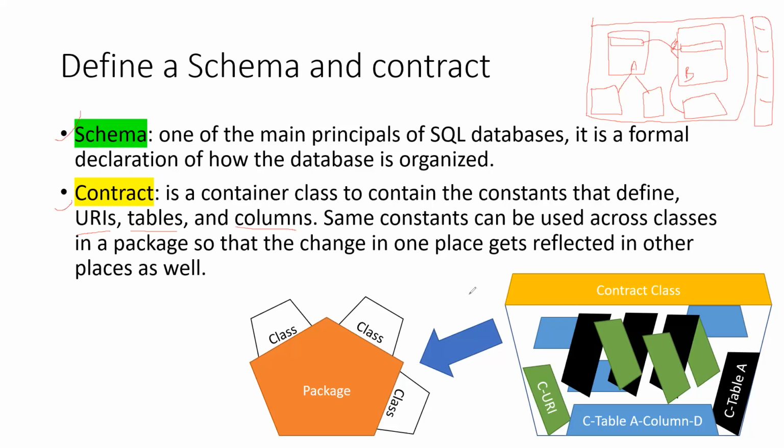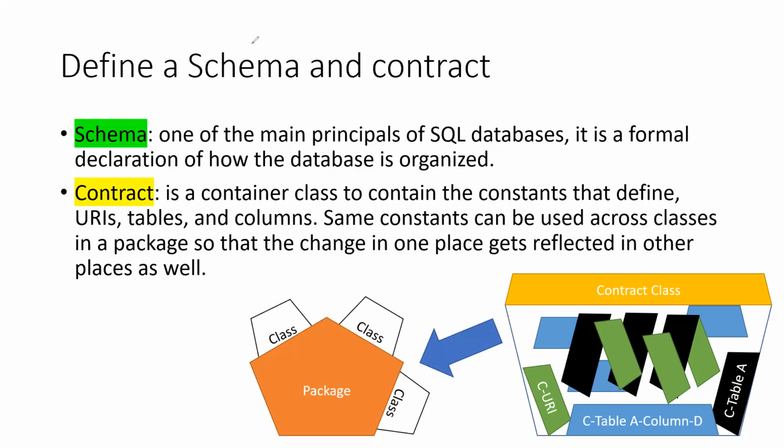So in a later slide we'll also see how to design this contract class, what the configuration of a contract class is, and how it looks. We'll take an example to elaborate more on it. I hope this is clear to you. So you need to know these two things: schema and contract. Schema is all about the organization of your database, and the contract is all about the container class that contains the constants. Those constants can be supplied across the classes of the package. Let's see what it has to say in the next slide.